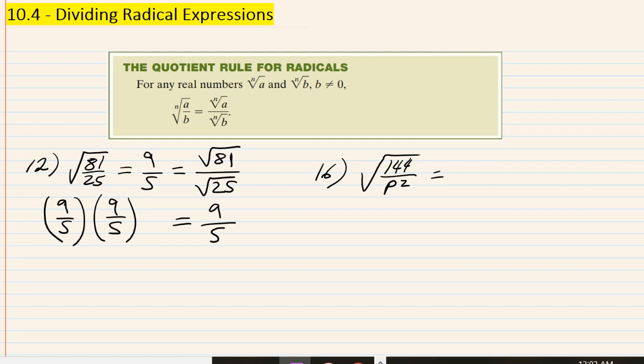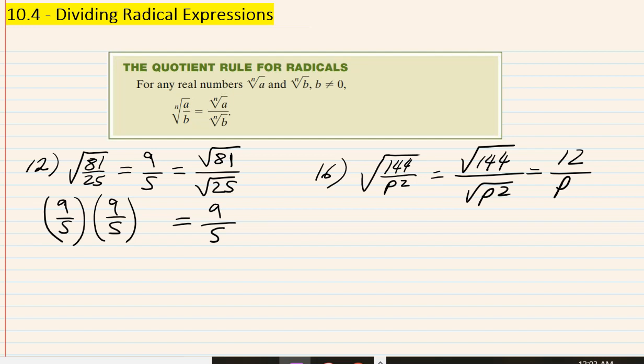So to do something like number 16, here we have a numerator over a denominator, and that's going to be 12, and square root of p squared is p. Remember, we assume the variables are positive. That means no need for absolute value. If we didn't make that assumption, we would have to put absolute value on p, because that guarantees the answer will be positive, the principal root, the positive root.